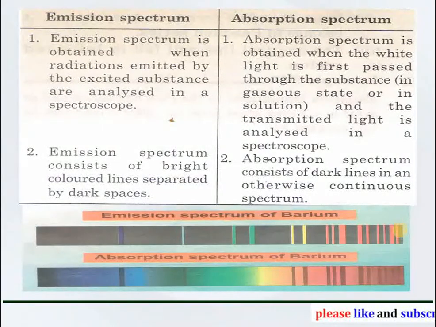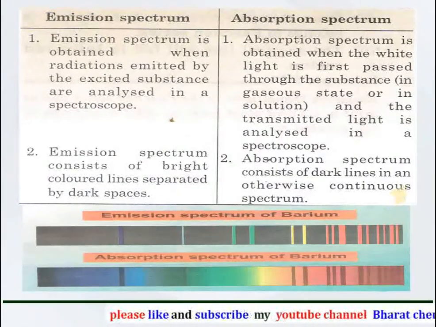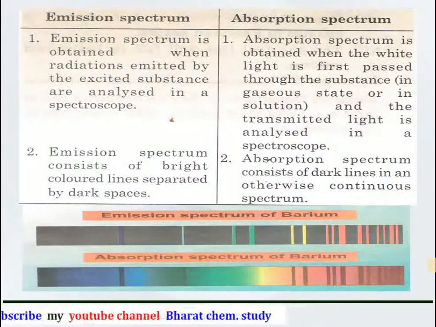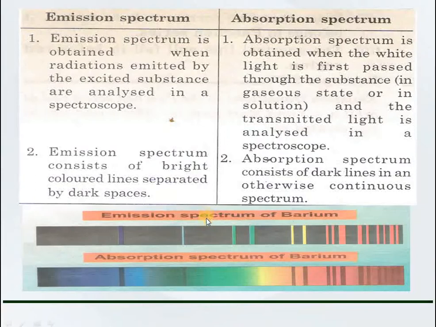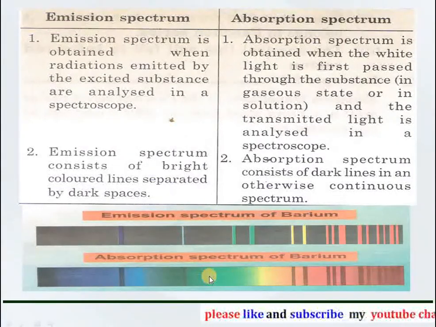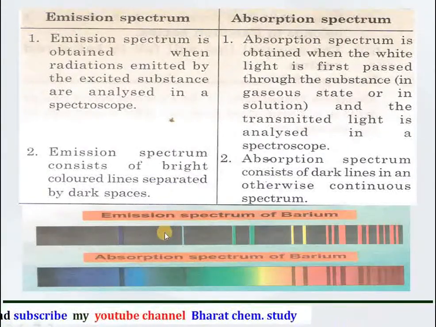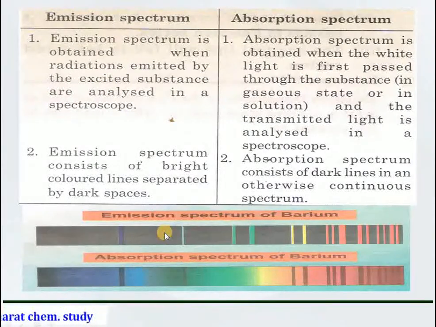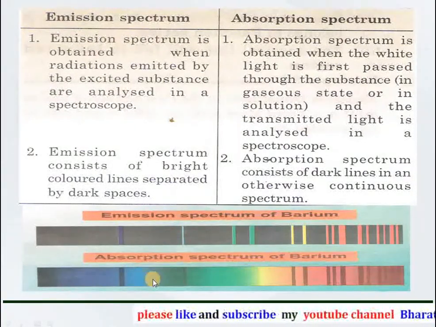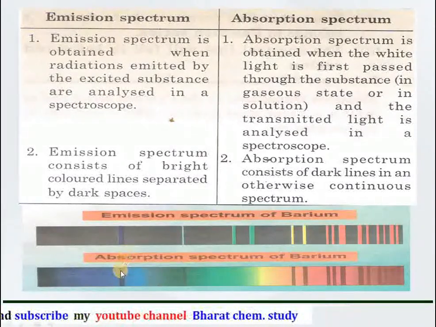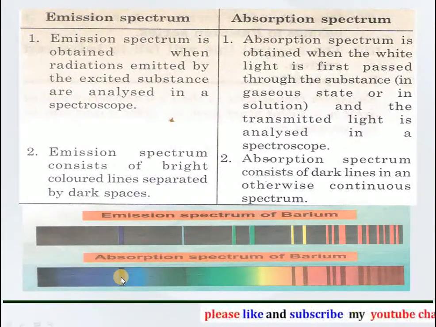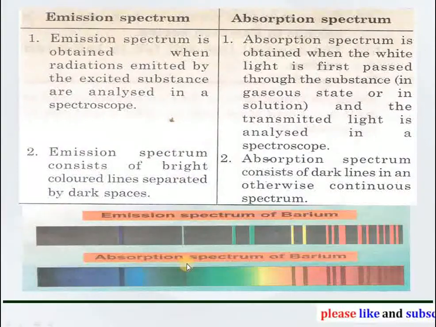So if we observe the emission and absorption spectra of the same substance, say barium, the difference is that where the dark lines are present in the emission spectra, in the absorption spectra of the same substance the colored lines are present, and the colored lines in the emission spectra become black in the absorption spectrum of the same substance.